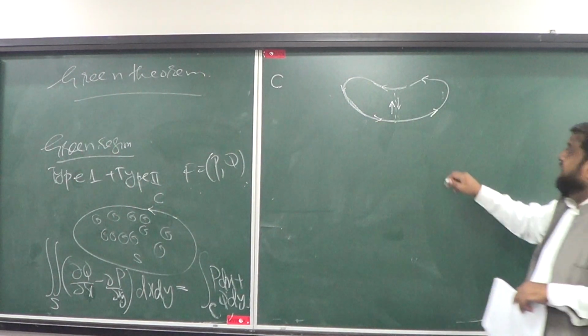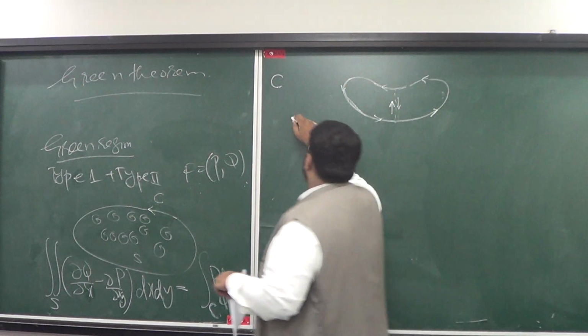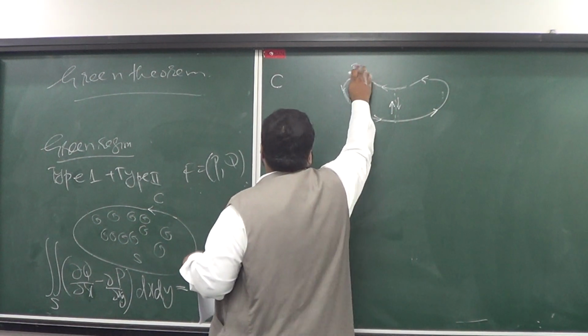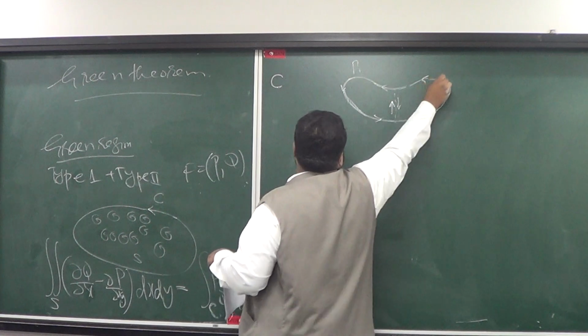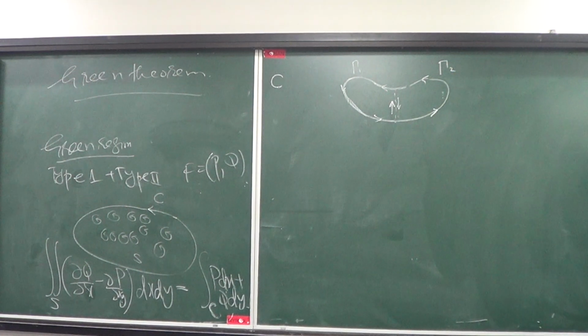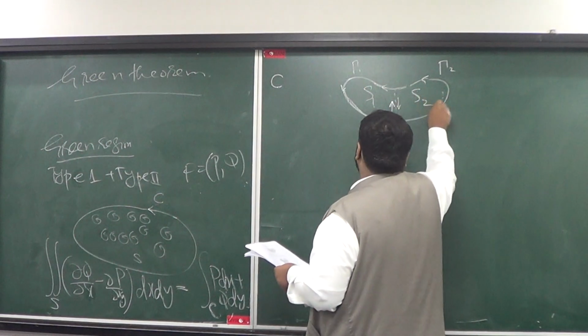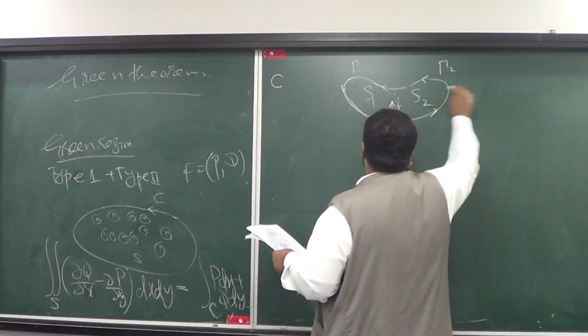Okay. And the boundary of each of these imaginary regions, I'm calling it, for example, gamma 1 and gamma 2. Okay? Gamma 1 and gamma 2. Now let's talk about it. So I want to do what? And say this region is S1 and this region is S2 and the entire region is S.